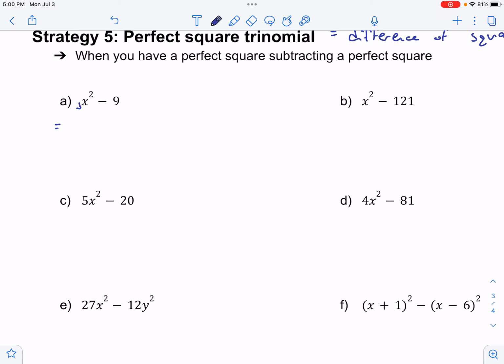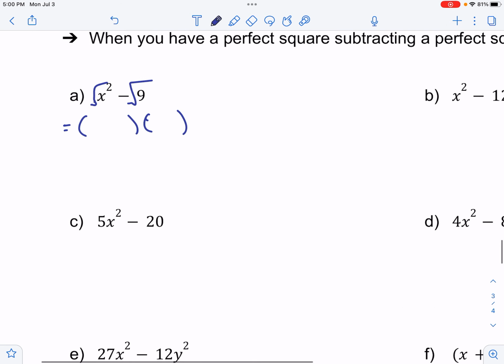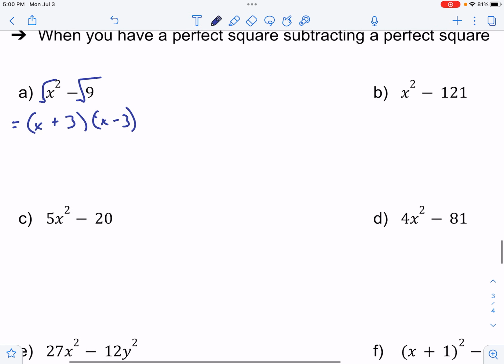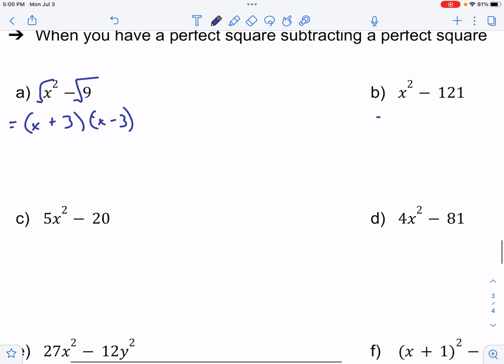Basically, you take the square root of the first term and the square root of the second term. In this case, the square root of our first term is x. Put that in the front of the bracket. Take the square root of the second term. In this case, that's going to be 3. First bracket has a plus, second bracket has a minus. Nice and easy.